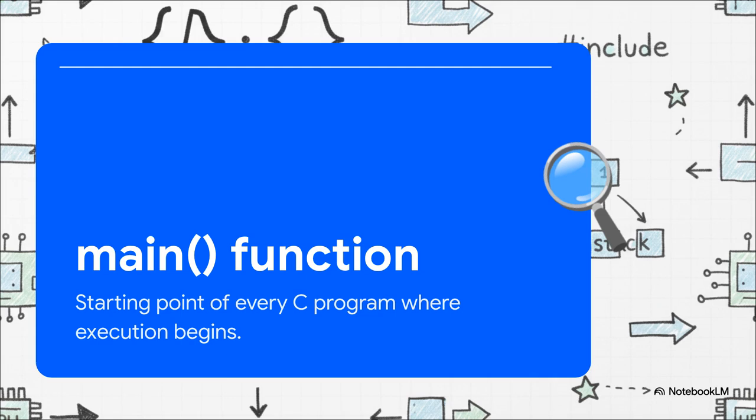Okay, so now we arrive at the absolute core, the main function. If a C program is a house, the main function is the front door. Every single C program in the entire world absolutely must have a main function, because this is the exact starting point where execution begins. The whole interior of the house, both the declaration part and the executable part, is entirely contained within an opening curly brace and a closing curly brace. Simply put, if you aren't inside those braces, you aren't inside the house.